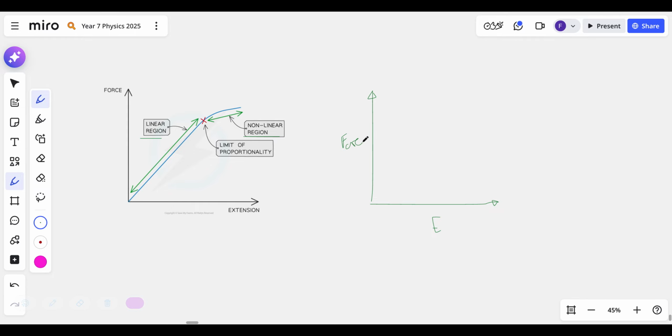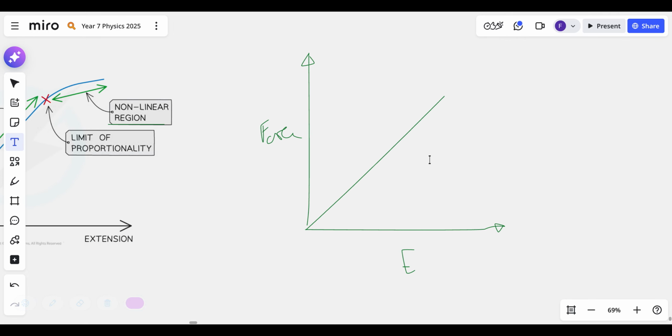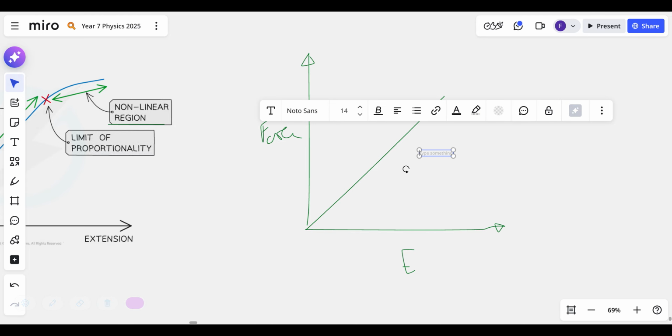So what it means is, when your line is straight, it's been a good spring. It's a very good spring.